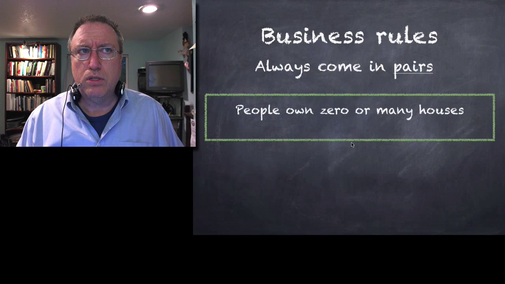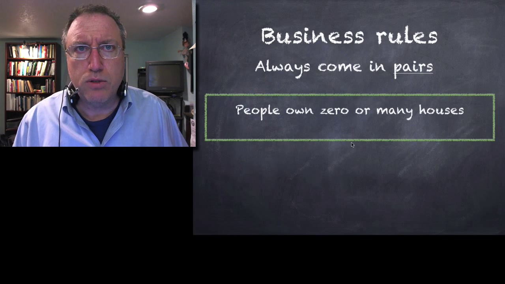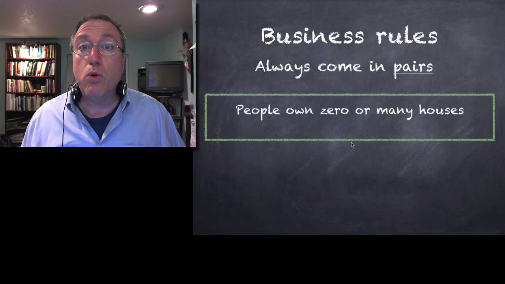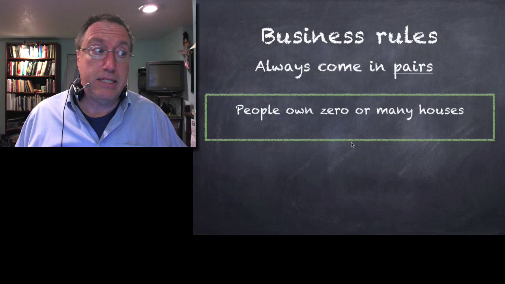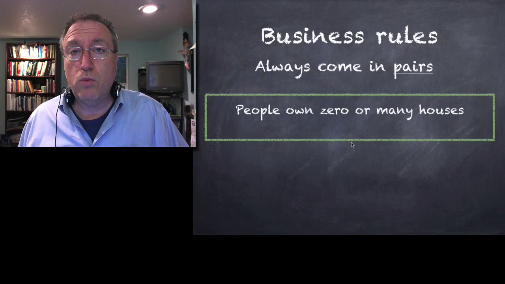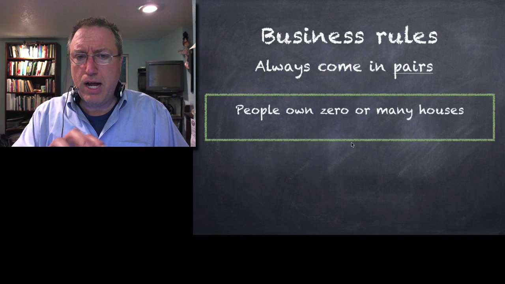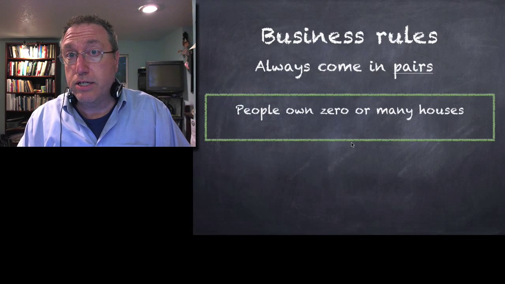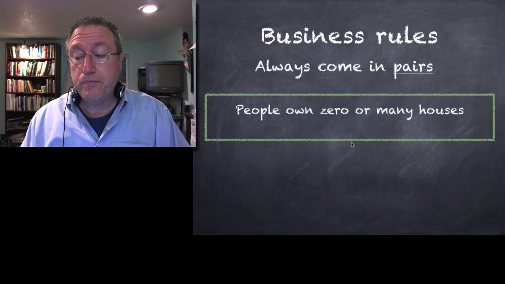People own houses, right? But not everybody owns a house, so somebody could own 0 houses. Some people own more than one house, maybe 2 houses, a beach house, a cabin. So some people own more than one house. So we summarize all of that by writing down this very simple sentence: people own 0 or many houses.